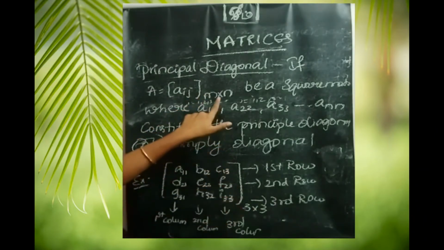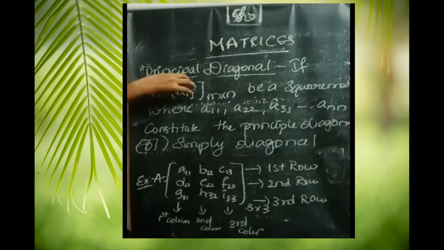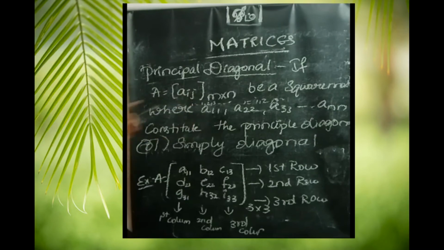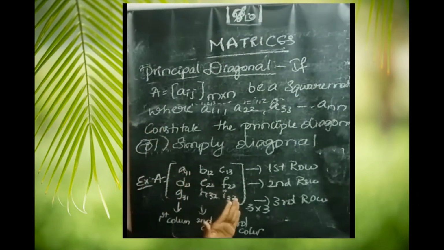So M by N equals a bracket. This is the position of each variable. So Ij: 1 1, 1 2, 1 3, 2 1, 2 2, 2 3, 3 1, 3 2, 3 3. Okay. Now 3 by 3.